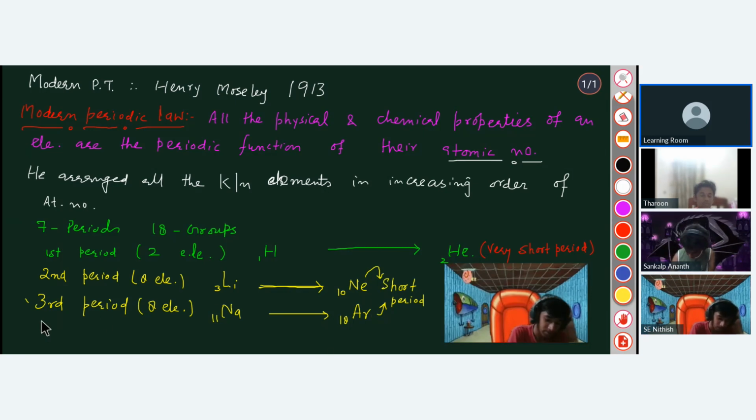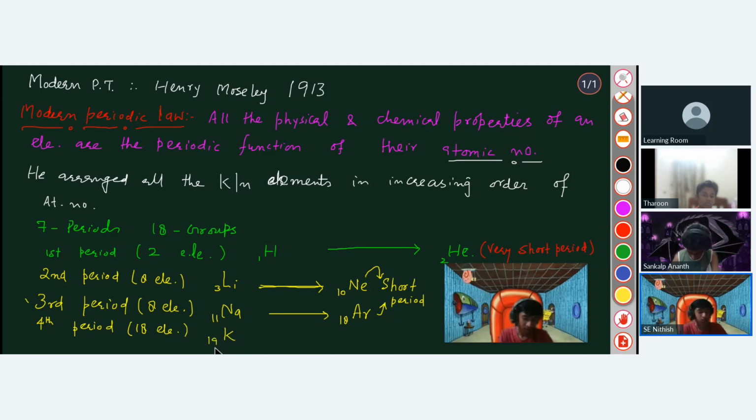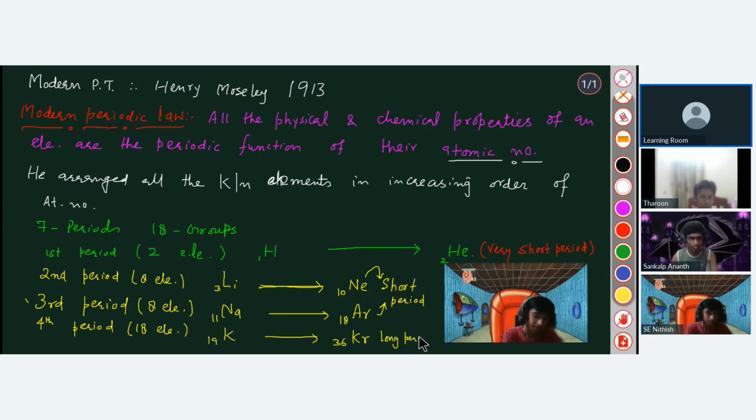And then we have the fourth period. The fourth period has 18 elements, right? It starts from potassium, atomic number 19, and ends at krypton, atomic number 36. And it is known as long period. Got it?